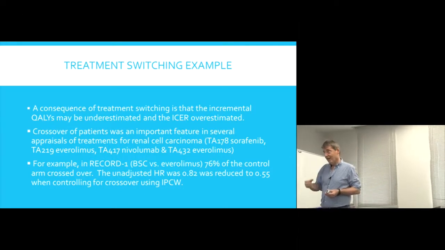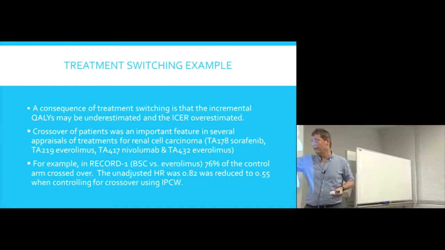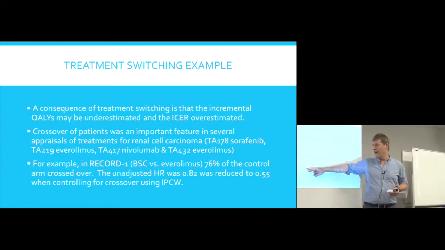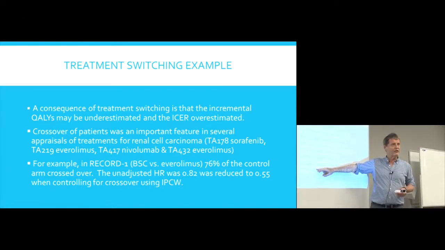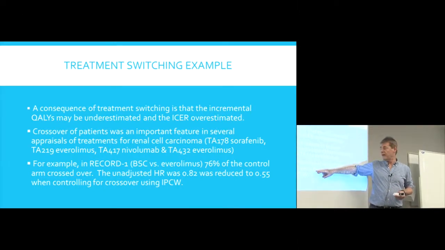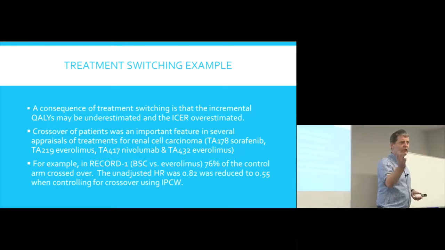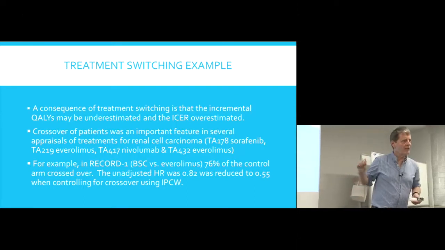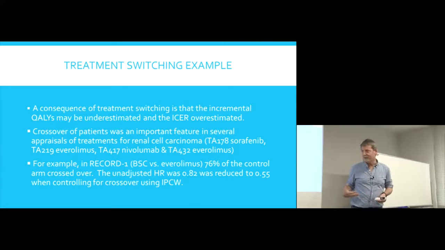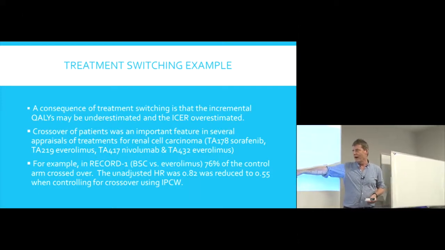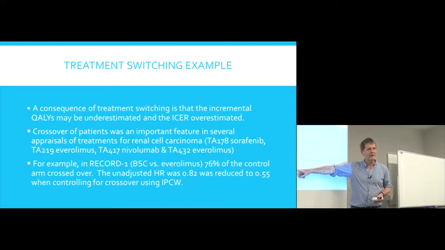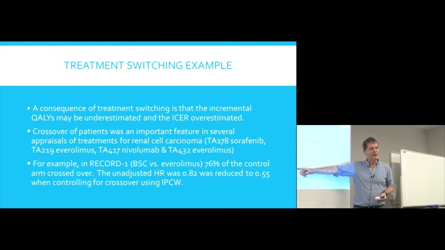And the unadjusted hazard ratio, HR is a hazard ratio, so if you like the intention to treat estimate, is 0.82. Had the hazard ratio been 1, no difference between the two arms. 0.82 is suggesting lower hazard with everolimus. 18% lower risk of death.